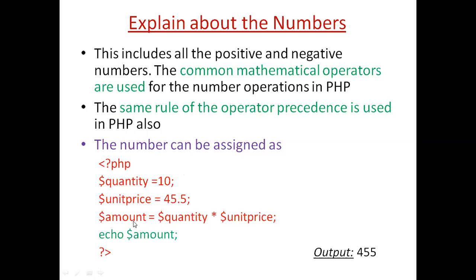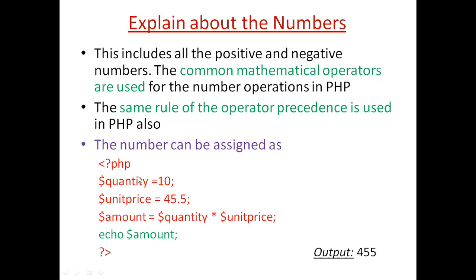You can write here total. If you write total, you have to echo the output of the total. So whatever you write here, you have to write here. You are going to multiply the quantity with the unit price. So 10 multiplied with 45.5. The output is going to be 455.